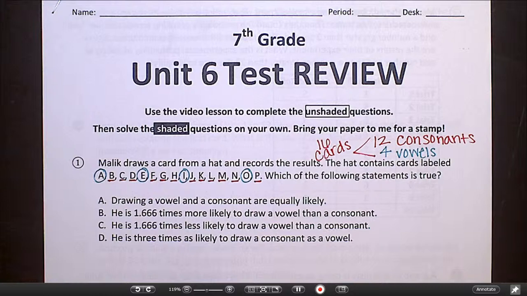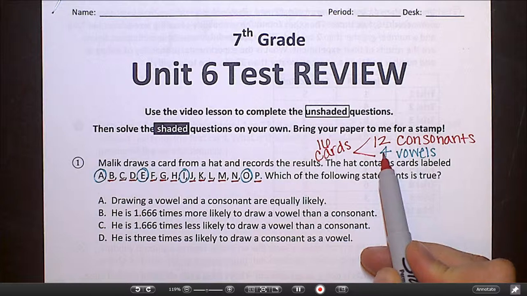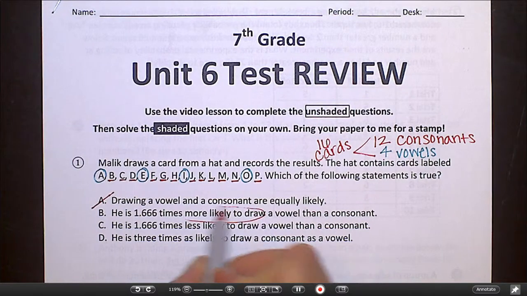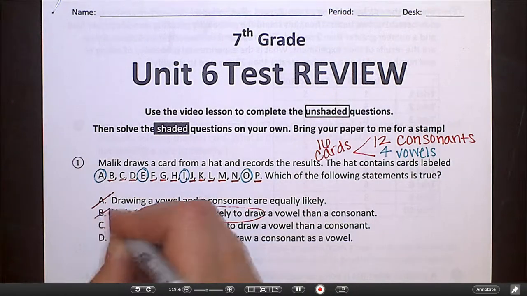So we need to figure out which one is the most likely. It looks to me like I'm more likely to draw a consonant than a vowel. So I'm going to see what answer choices I can get rid of. A says drawing a vowel and a consonant are equally likely. That doesn't look true because I don't have the same number, so I'm going to get rid of choice A. B says he is 1.666 times more likely to draw a vowel than a consonant. That's not true. I am less likely to draw a vowel, so I'm going to get rid of B.